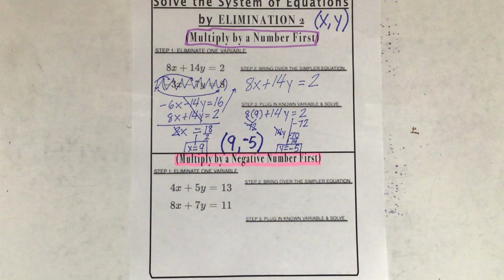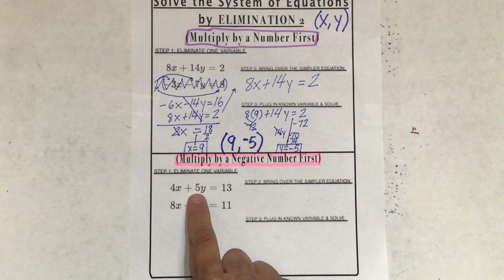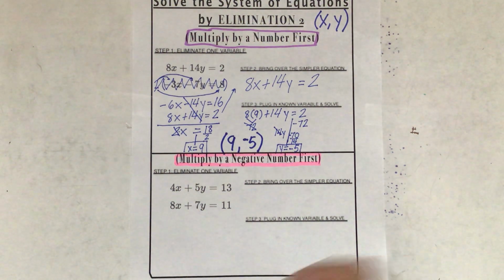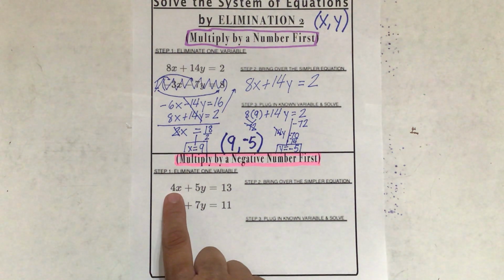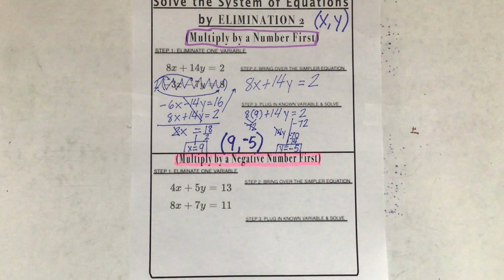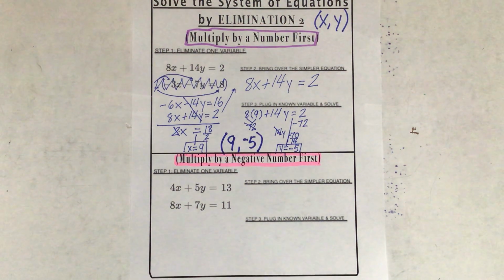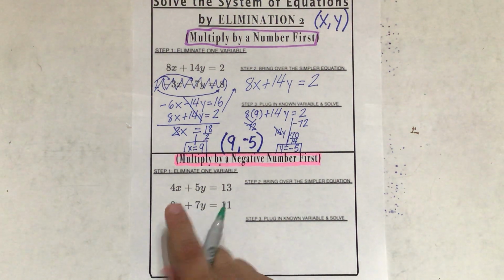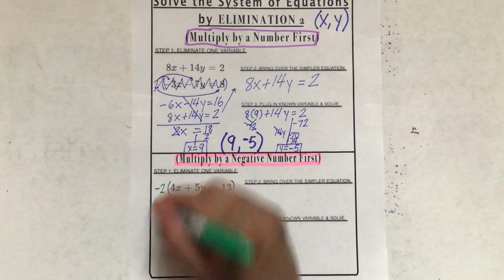Eliminate one variable. 4x and 8x, 5y and 7y. There's no way that I can make this 5 into a 7. I can't multiply anything by 5 to make it 7. But I can multiply this 4 to make it an 8. But I need to do more than make it an 8, though. I need to make it a negative 8, so it'll eliminate with this positive 8. So I know I have to multiply it by 2 to make it 8, but I'm going to multiply it by negative 2 to make it negative 8.